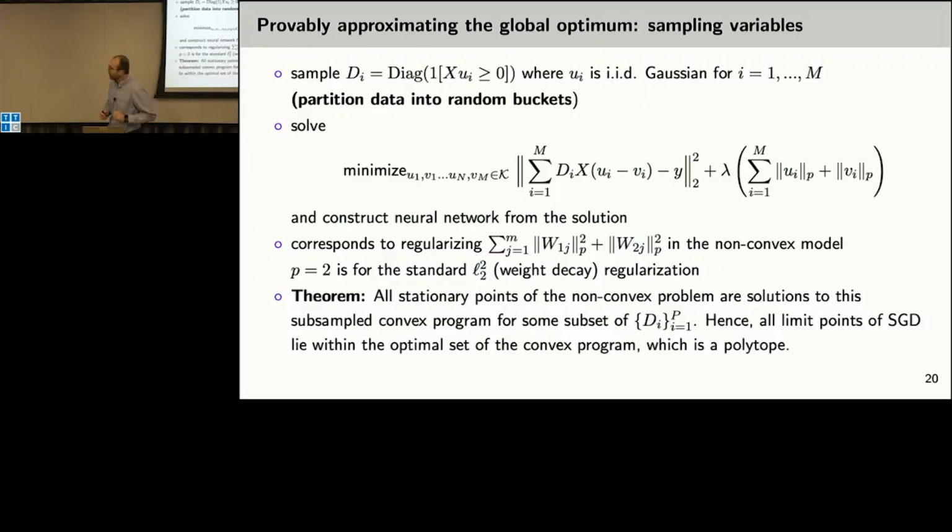So one result here is that the stationary points of the non-convex problem are the optimal solution sets for your subsampled problem. Essentially it says, if you run SGD and hit a stationary point in the non-convex problem, it will actually be in this form. It is going to be a group Lasso problem, the only difference being the variables are subsampled. And in fact, all the midpoints of SGD will be in the optimal set of a group Lasso problem.